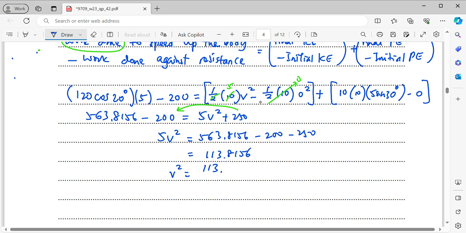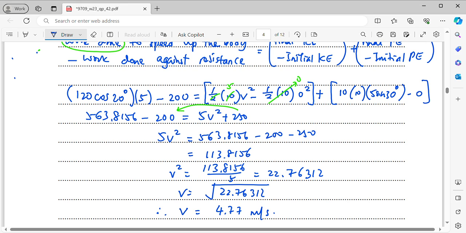Now for v squared, you just divide by 5. 113.8156 divided by 5, you will be getting 22.76312. Then your v is the square root of the value. Therefore, you will be getting 4.77 meters per second. So that is your v, the speed of the block.